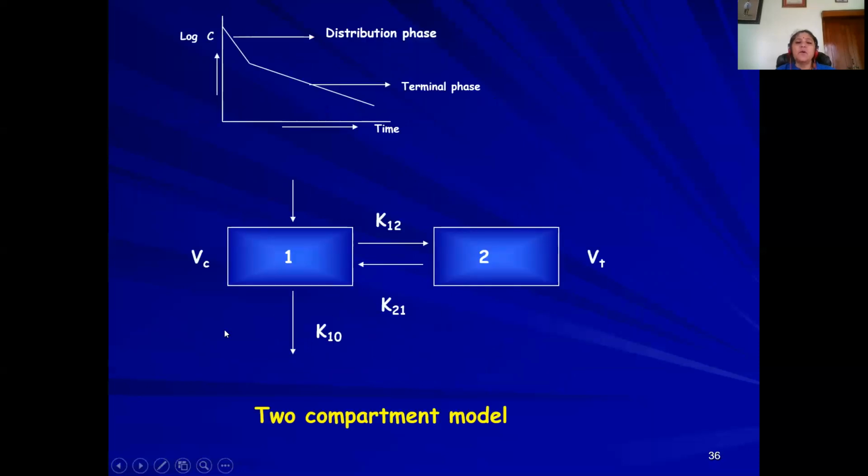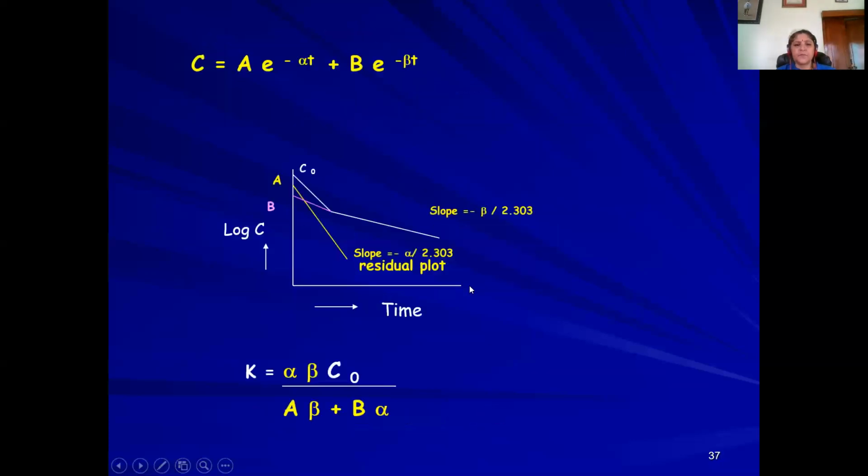So here, this is a representation of a two compartment model. In the first compartment, you have got all the highly perfused tissues. In the second compartment, we have got muscles and adipose tissues. And in the graph between log C versus t, you have the distribution phase as well as the elimination phase here. Whereas in one compartment model, you just had the elimination phase.